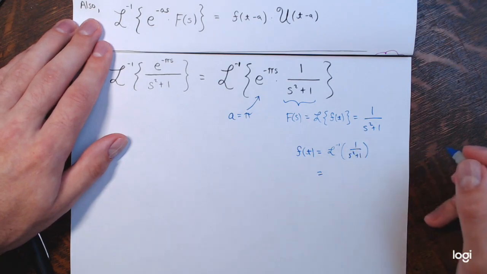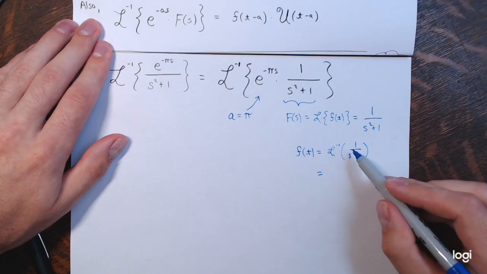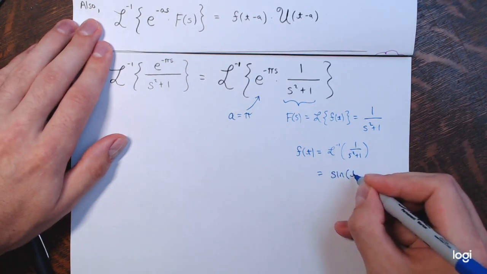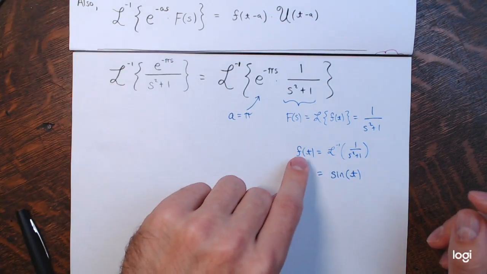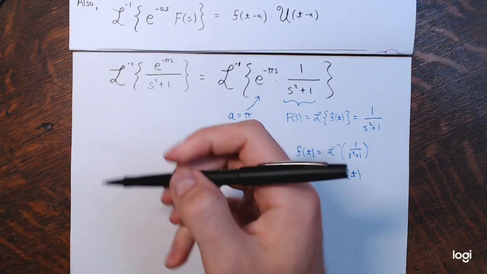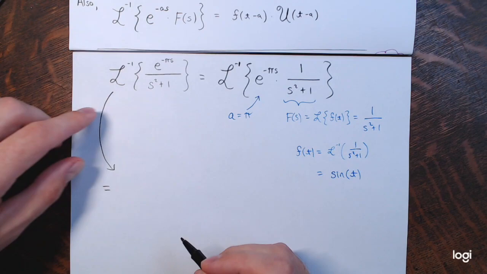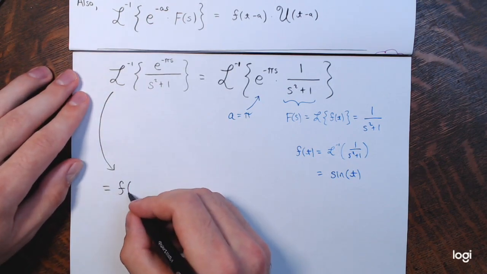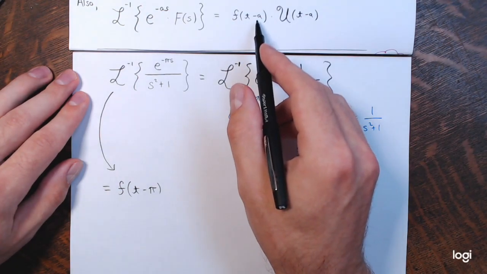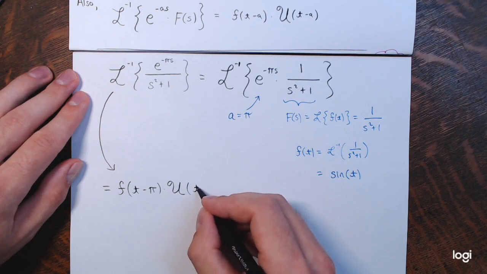Now that should look familiar. I'm hoping you recognize that the inverse Laplace transform of this function would be the sine of 1t. All right, so f of t is the sine of t, and then when I use the theorem, this inverse Laplace transform will be the value of f at t minus pi, right? Because again, a is pi. A value of f at t minus a times the unit step function at t minus pi.